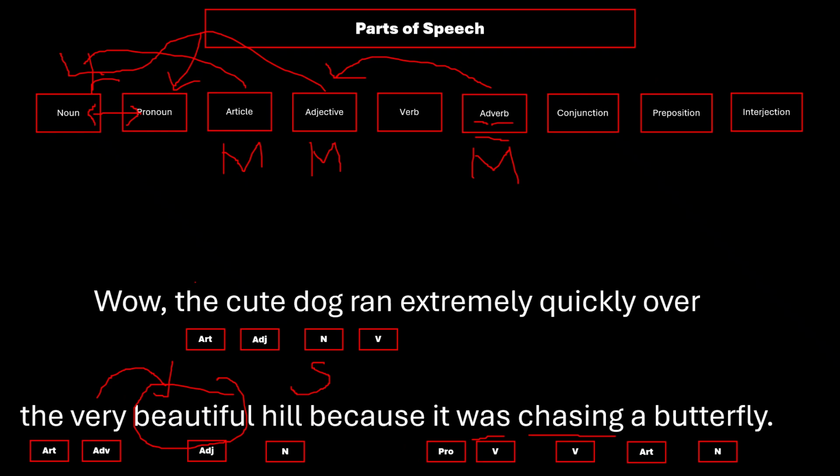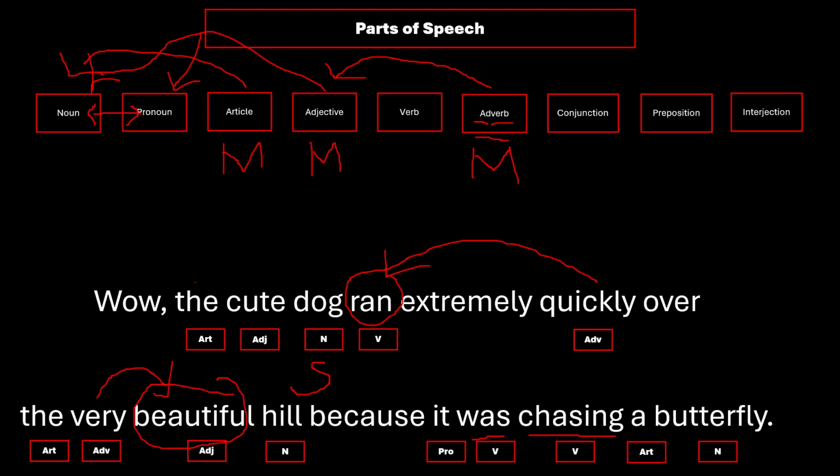It does not only modify an adjective, but it also modifies a verb. Verb here would be ran. Are there details that describe the word ran? Yep, quickly. Hence, quickly here acts as an adverb.